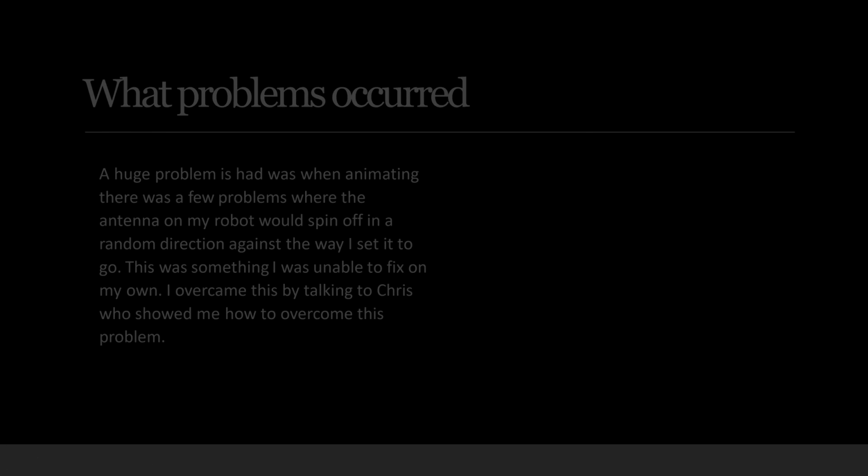What problems occurred? A huge problem I had was when animating. There were a few problems here and there, but there was this really big problem with the antenna on my robot when animating it. It would spin off in a direction which I didn't want it to do, and instead of just moving side to side like it does now, it kind of 360'd off the page. And this was a problem I was sadly unable to overcome on my own.